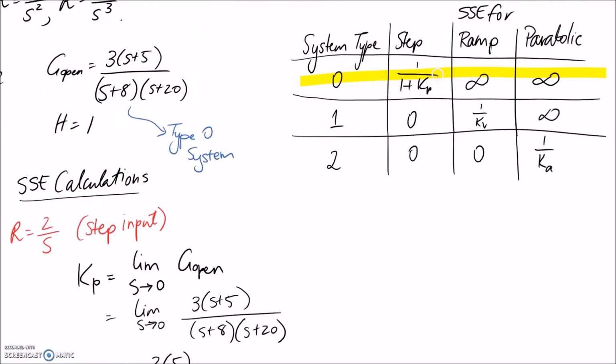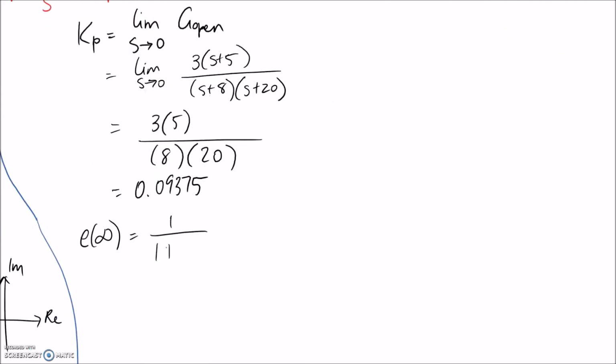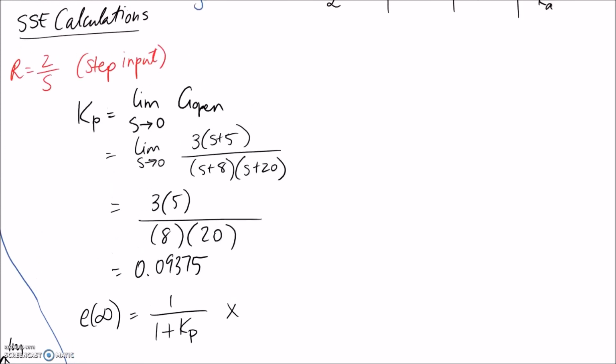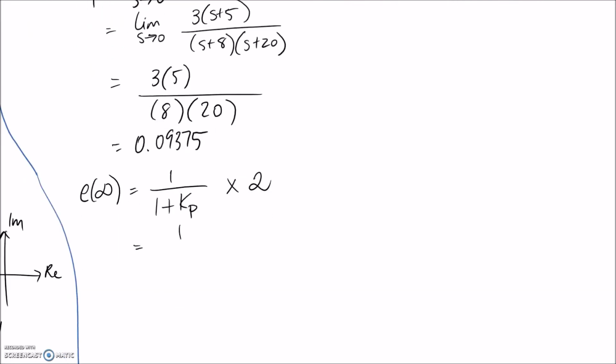So now what we need to do is convert this into our steady state error, and that's given in the table. So again, we're looking at the step one. It's 1 on 1 plus Kp. And this time we're going to need to multiply it by the size of our input. So because our input is a 2 on S rather than a 1 on S, we need to multiply this by 2. So subbing in, and calculating it, we end up with an error of 1.829.